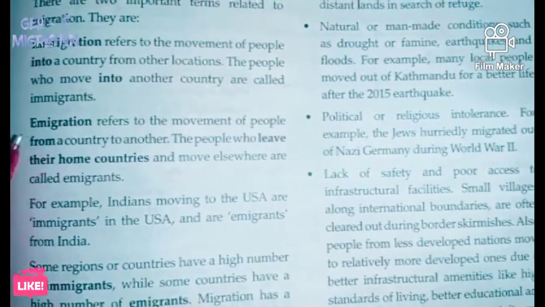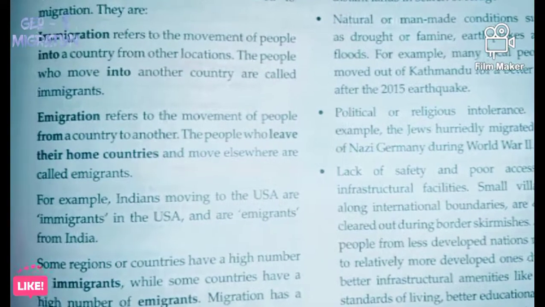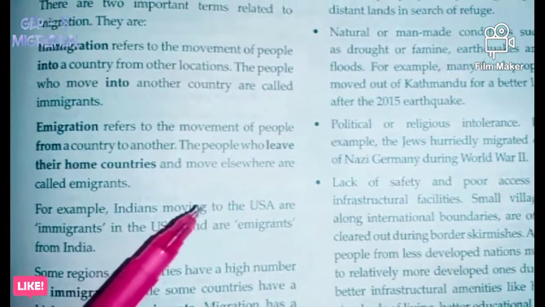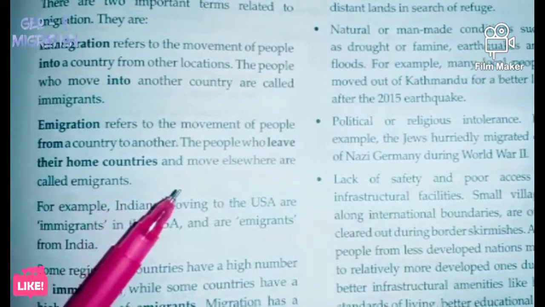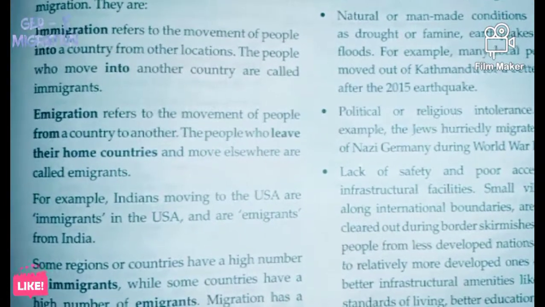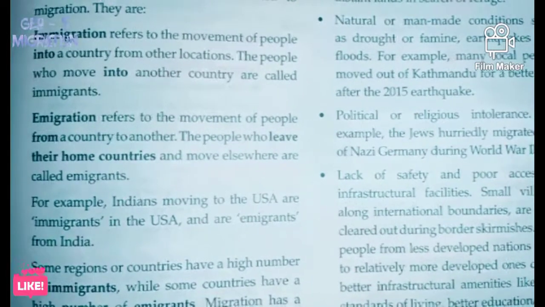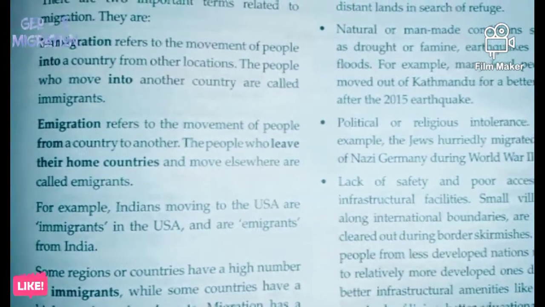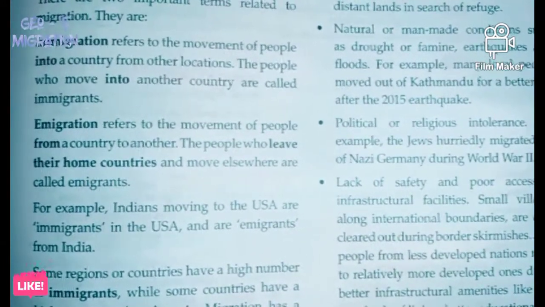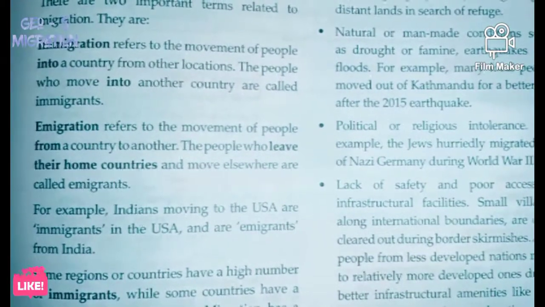Next one, emigration. It's emigration. Emigration means the people's movement from one country to another. This is also a movement. The people who leave their home countries and move elsewhere are called emigrants. In the case of the Canada and India example, the people who leave Canada, their home country, and now settle in India. So when they leave their own country Canada, this type of migration is called emigration.